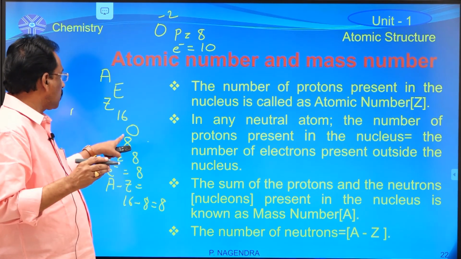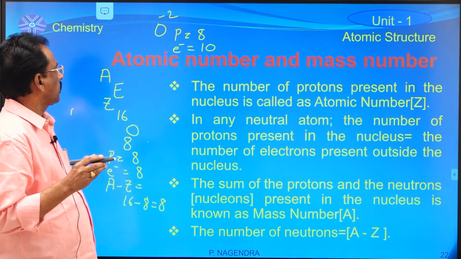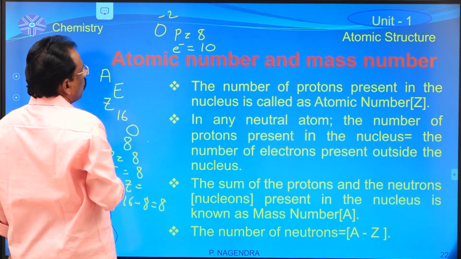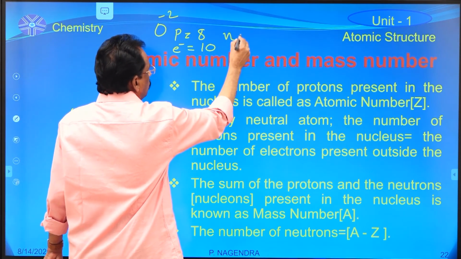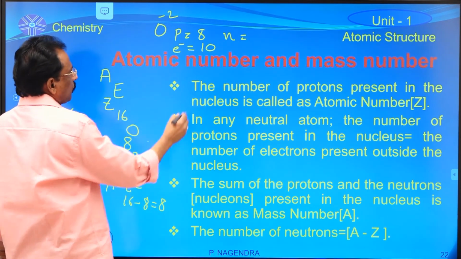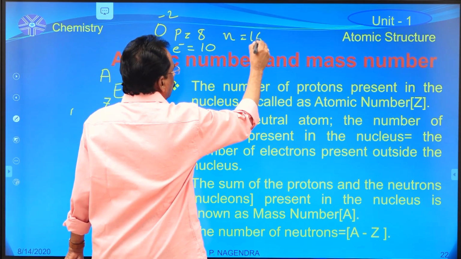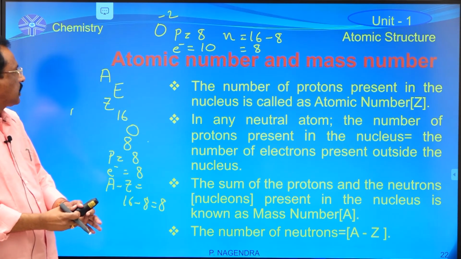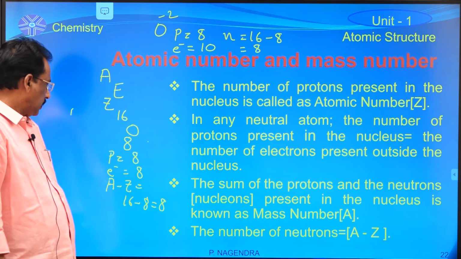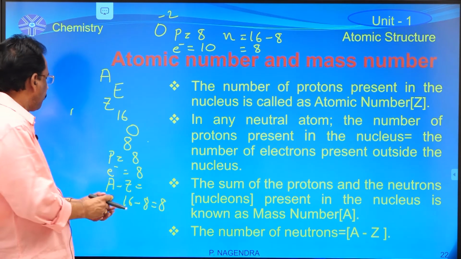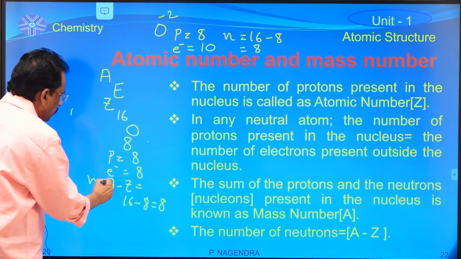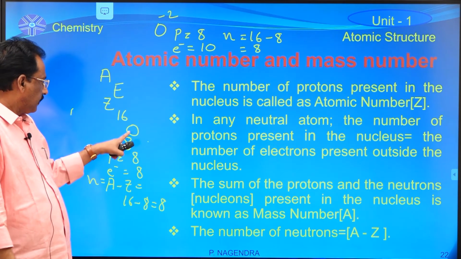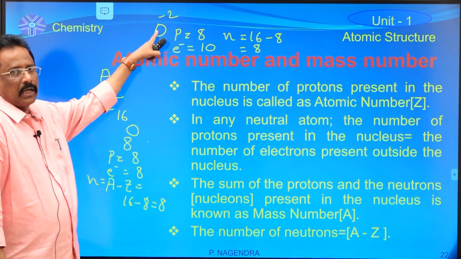8 neutrons are present in 8O16, and the number of neutrons present in O minus 2 is also equal to 8, because there is no change in the proton number. So the same number of neutrons are present in the neutral atom and its ion also.